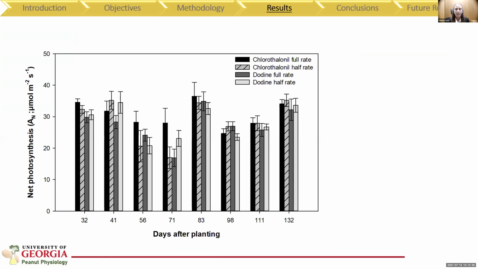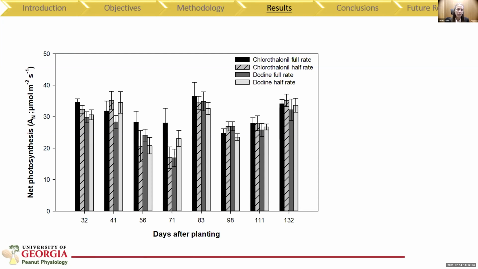This third graph represents net photosynthesis based on days after planting and divided for the 4 fungicide treatments. In this graph, we can see some variation throughout the season, but it was mostly based on the growing stage of the plant and also on weather conditions. In fact, we did not find any significant differences among our treatments.